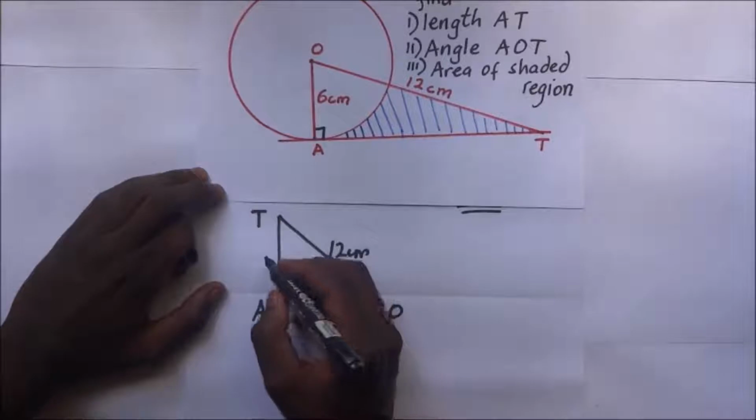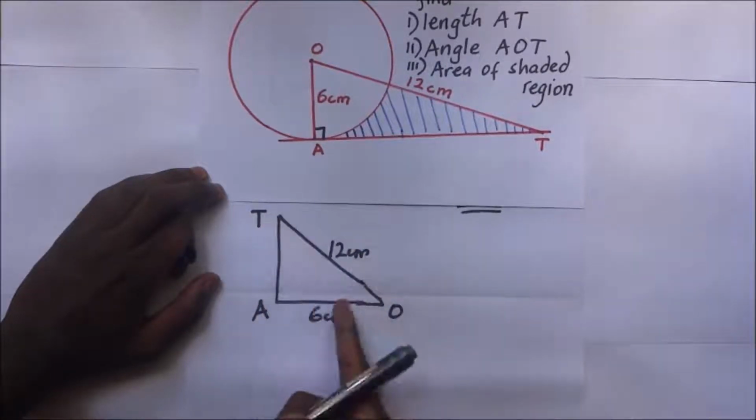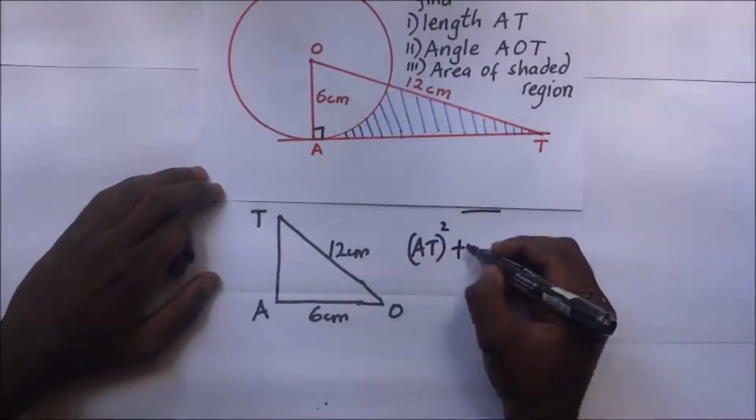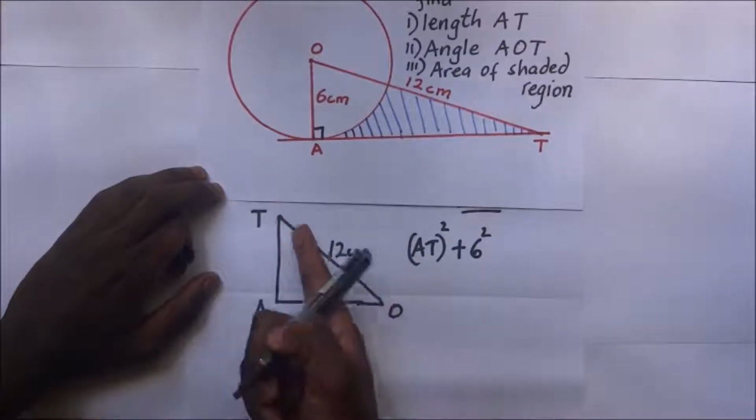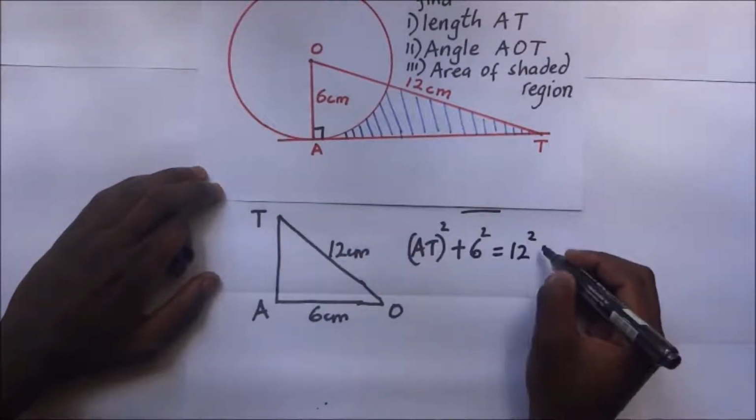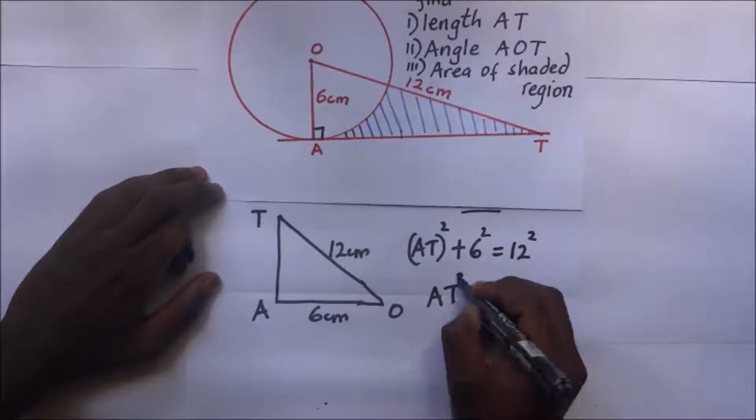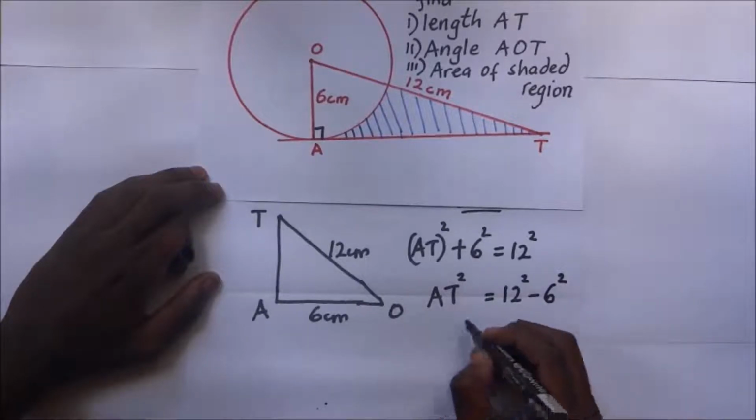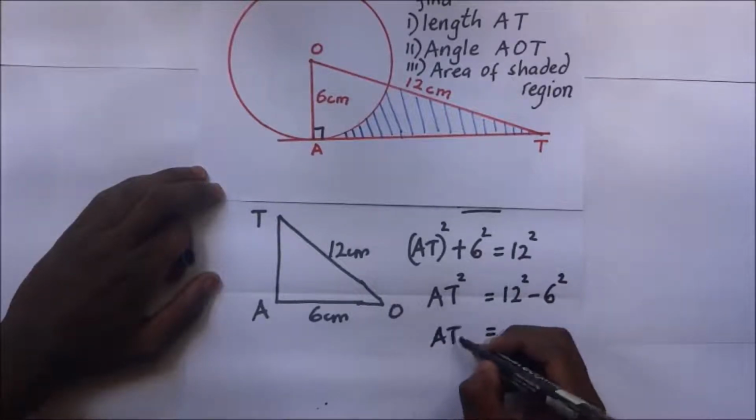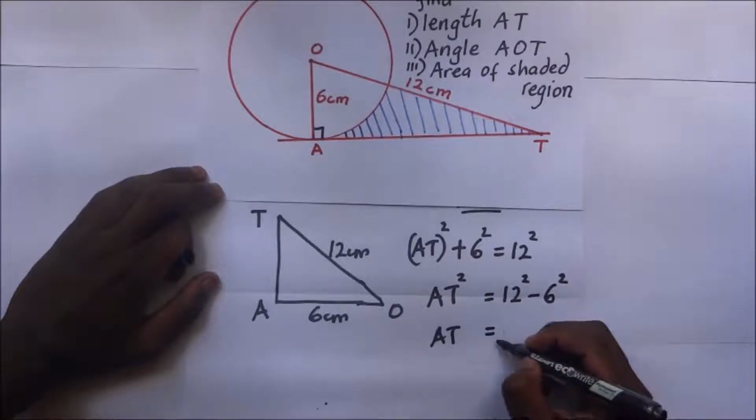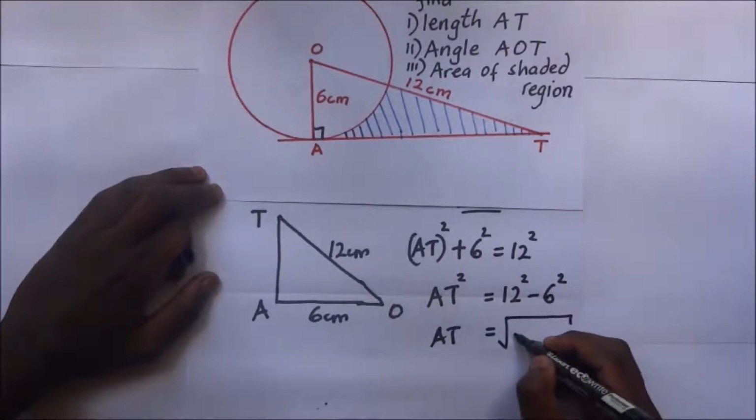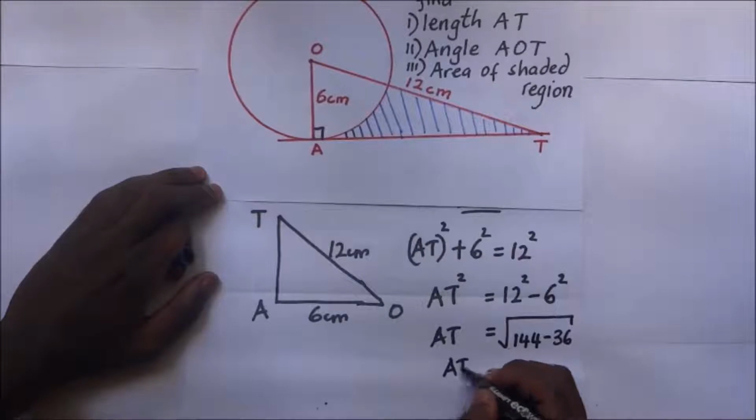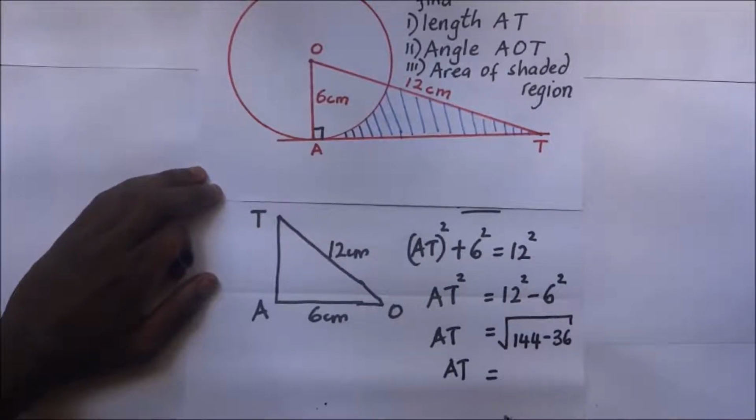Now to find the value of AT, we shall use Pythagoras theorem, which is AT squared plus 6 squared is equal to 12 squared. So it means that our value of AT squared is going to be equal to 12 squared minus 6 squared. And we shall end up getting our value of AT being equal to the square root of 144 minus 36. And when we compute that, we shall end up with our value of AT giving us 10.4 centimeters.